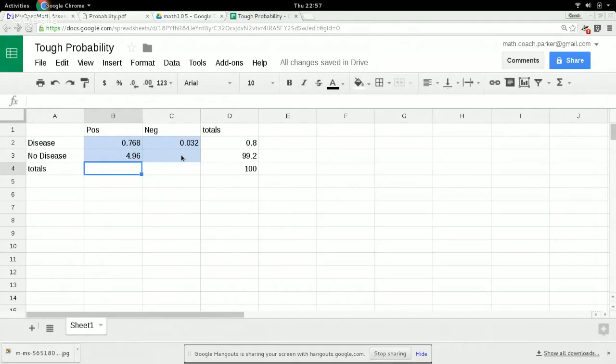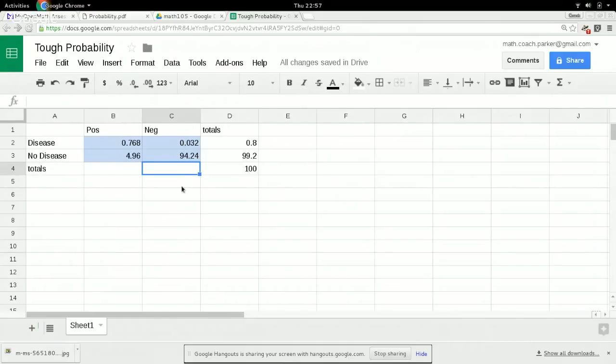To get the number of true negatives, this row has to add up to 92.2. So I can just do a subtraction. That is the total of that row minus the number I already know. And so that number goes there. Now I'm almost done with the table.